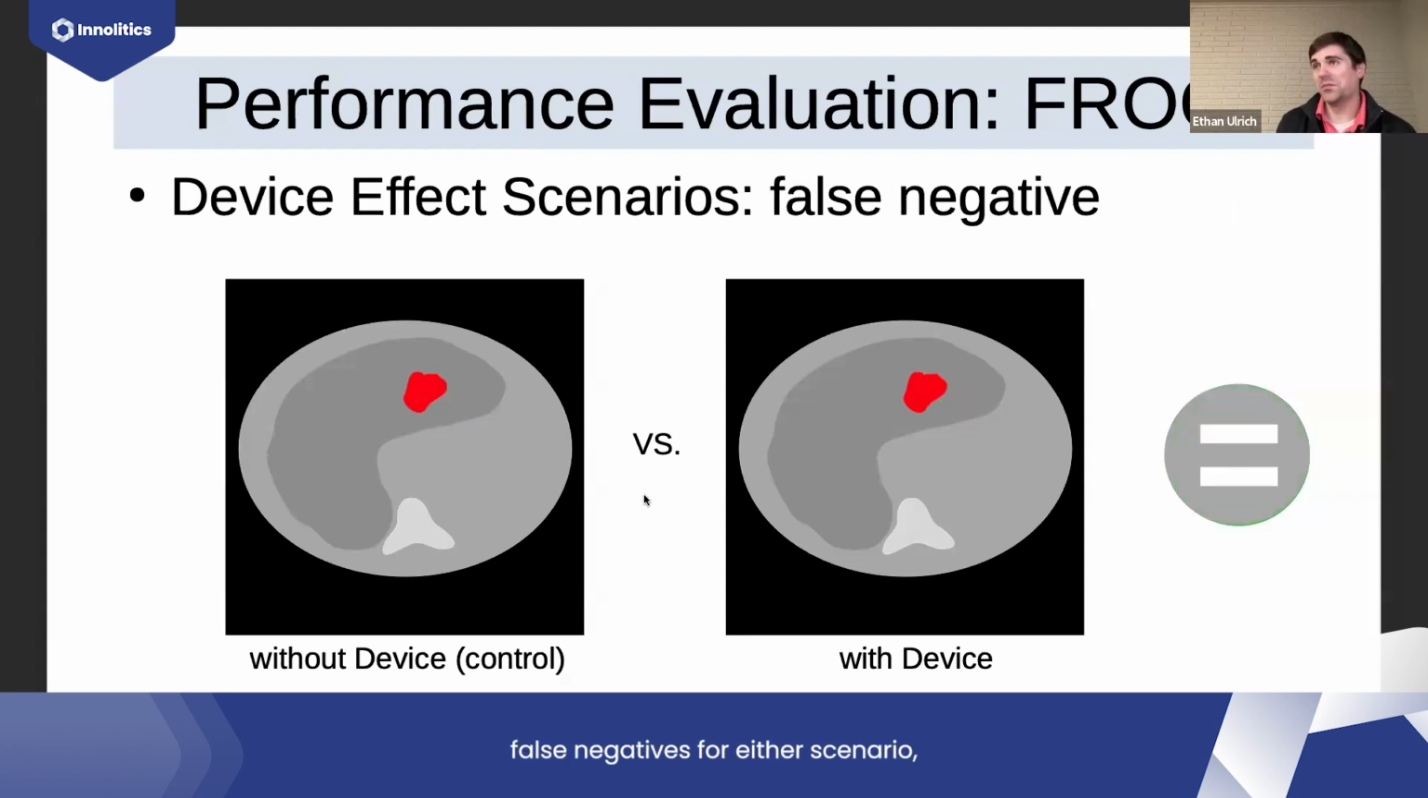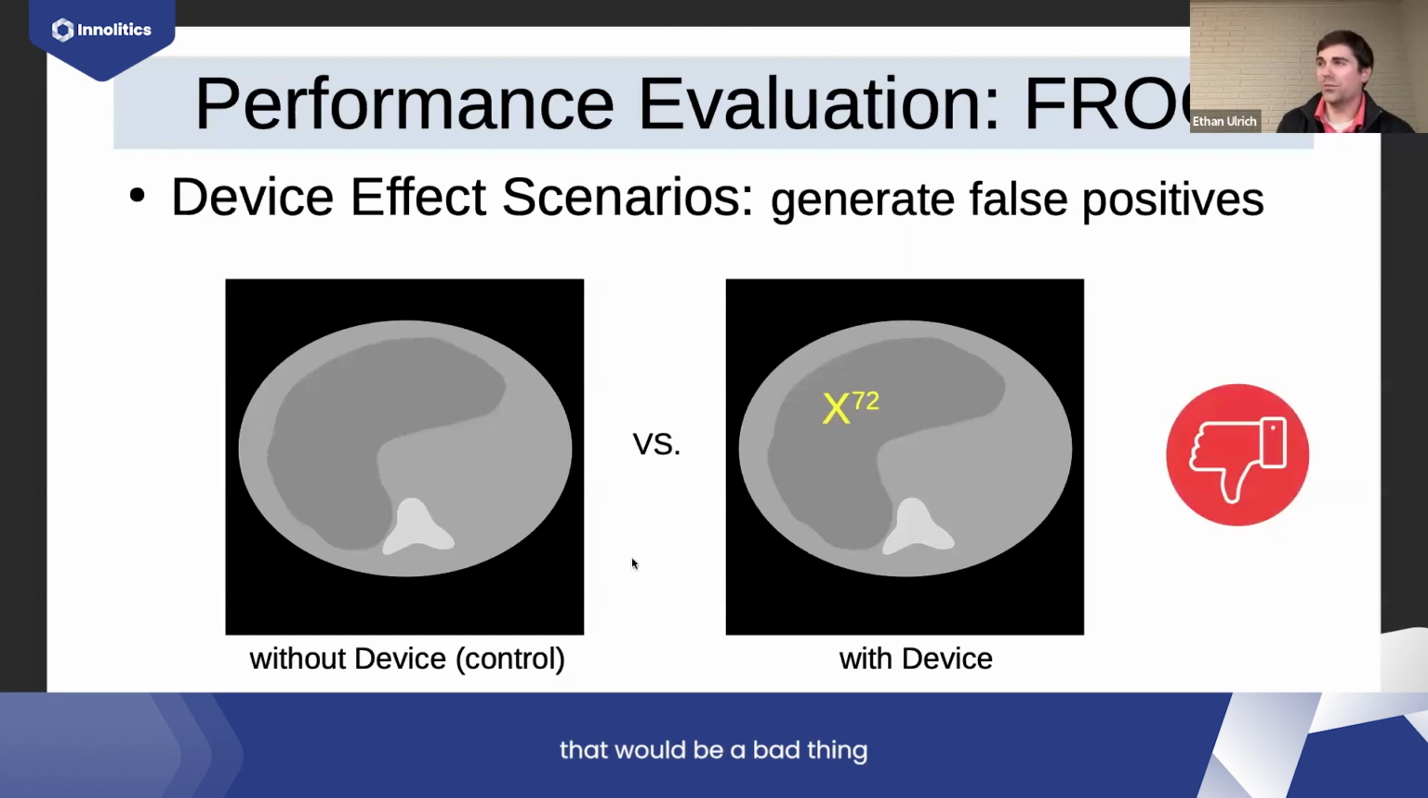Another situation, false negatives. For either scenario, using the device or not using the device, they didn't find a lesion. That's actually kind of a neutral effect of your device. It's not good to miss lesions, obviously, but if you're not the reason that you cause them to miss it, that's kind of not a big deal. It's just what it is.